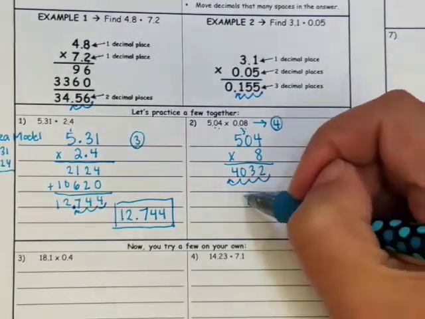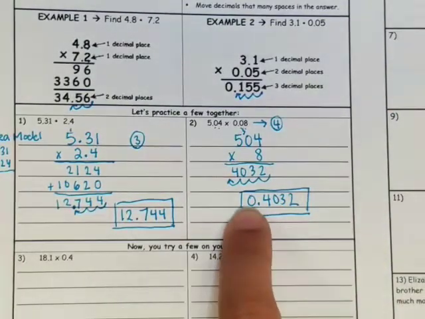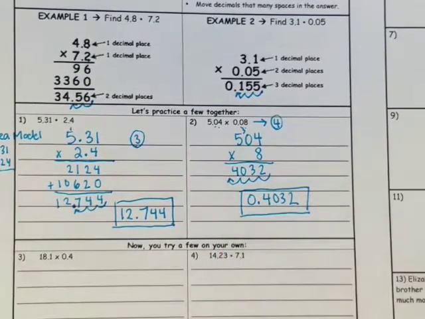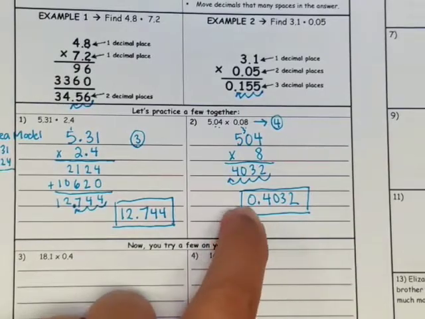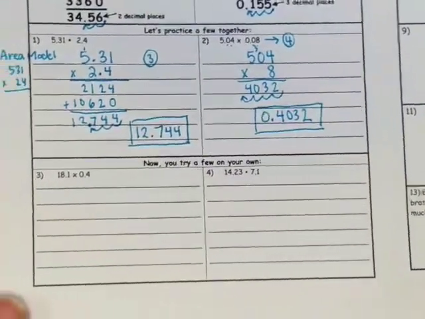4,032 10,000ths. And really quickly, the 0 in the ones place is just a reminder that there's no whole number anymore. So I like to put the 0 there, but the 0 right here is not necessary. All right, 2 more, and then you're going to try the rest on your own.